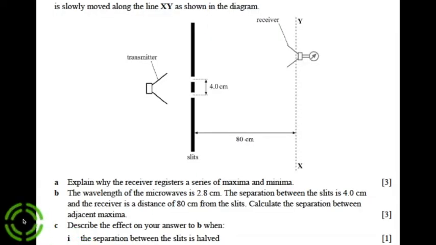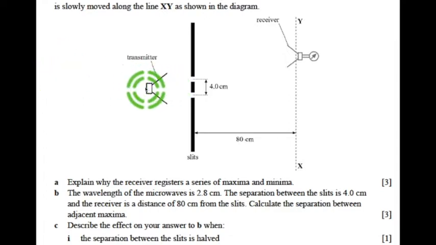Let's have a look at another example here. Pause the video and just have a go yourself. Okay, welcome back. A microwave source is directed towards a metal plate with 2 narrow vertical slits. A receiver is slowly moved along the line XY as shown in the diagram.